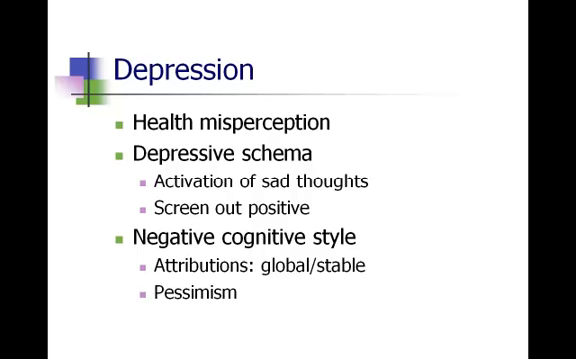So you screen out the positive, and then when the bad things happen, you make these attributions that make you feel even worse. And then also for things that haven't happened yet, you tend to expect them to be negative, right? So pessimism is associated with a negative cognitive style, expecting bad things to happen, which again puts people at risk for depression, and people who are depressed then tend to think more pessimistically.